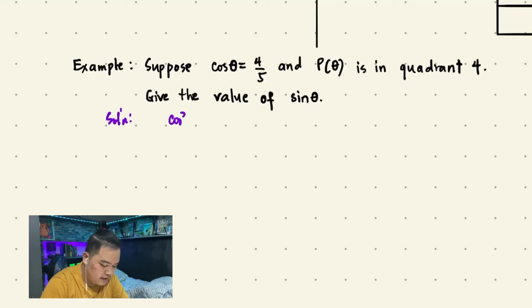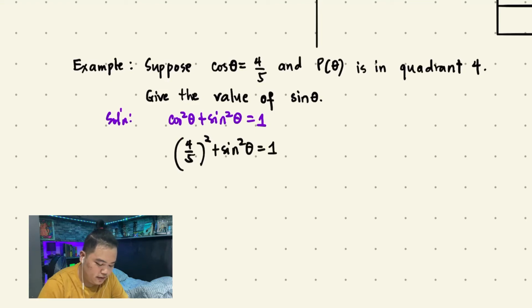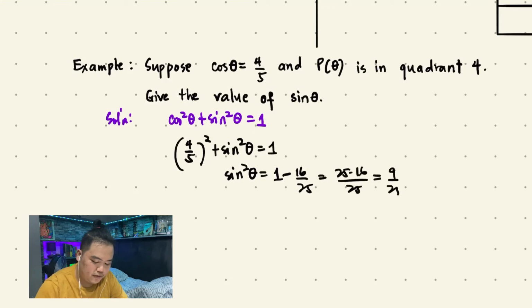Ayun, so we get cosine squared theta plus sine square theta equal to 1. So, kahit anong theta yung ilagay mo dyan, masasatisfy equation na yan. So, substitute natin ito doon. Anong makukuha natin? 4/5 squared plus sine square theta equal to 1. Tapos, lipat natin sa kabila. Magiging minus ito. What is the square of 4/5? That is 16 over 25. Which is, pag-subtract na natin to, we get 9 over 25.